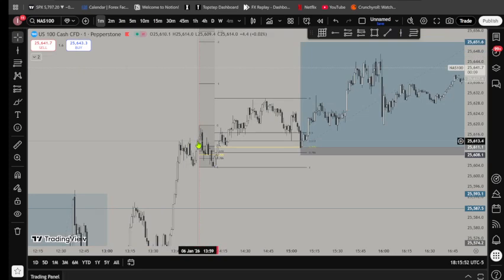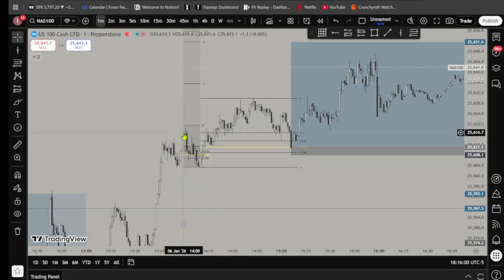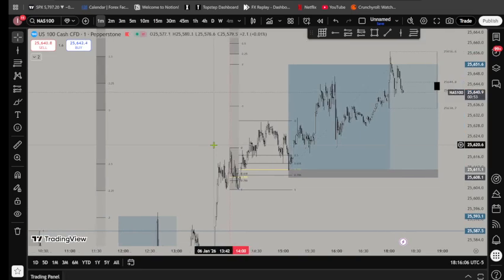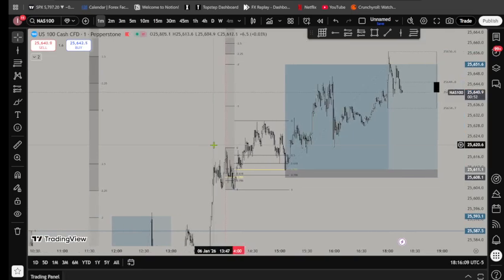What do we see? We see this previous accumulation. So I'm looking for something to manipulate below that, right? We see this straight off open manipulation down below there. All right, now once we see our accumulation, we see our manipulation, right? We're looking for something to enter off of, right?